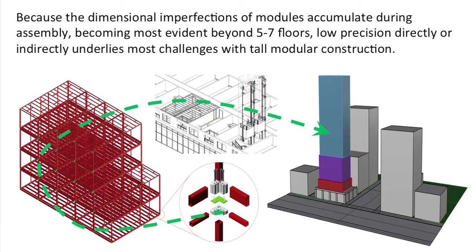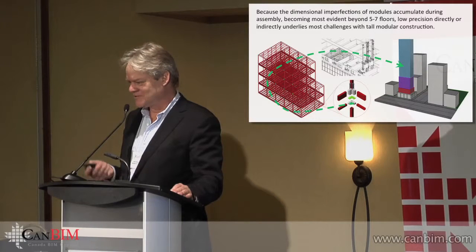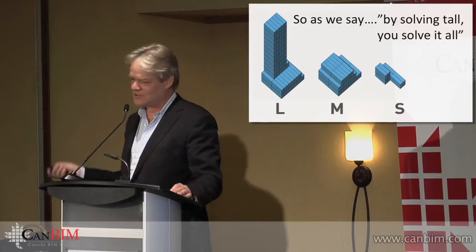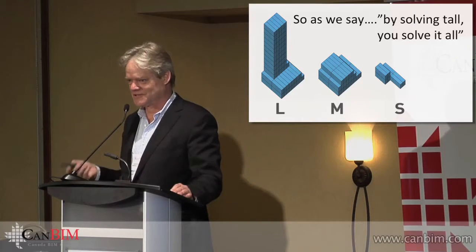So the tolerance issues, they really start to build up after 5 to 7 floors. It's killing everybody. We say by solving tall, you solve it all. So obviously, if you can build a tall building, you can build shorter buildings. They're not an issue.